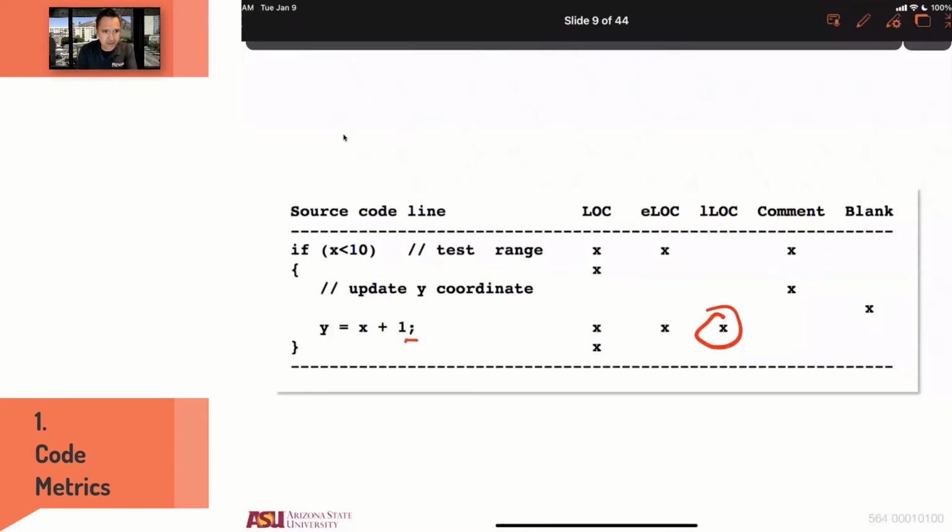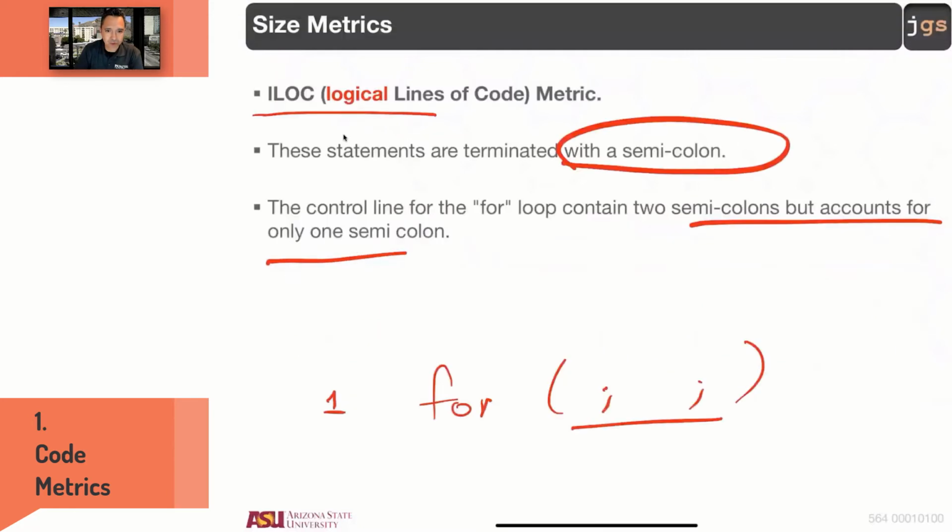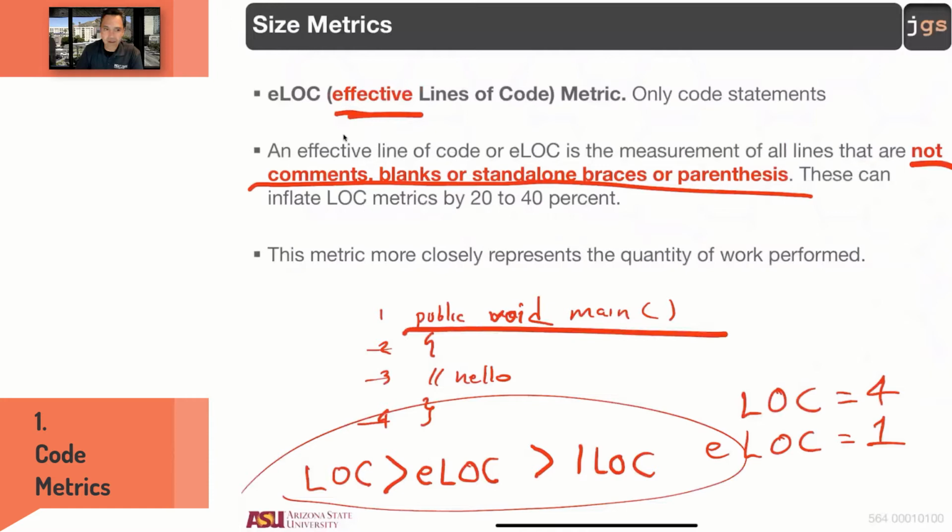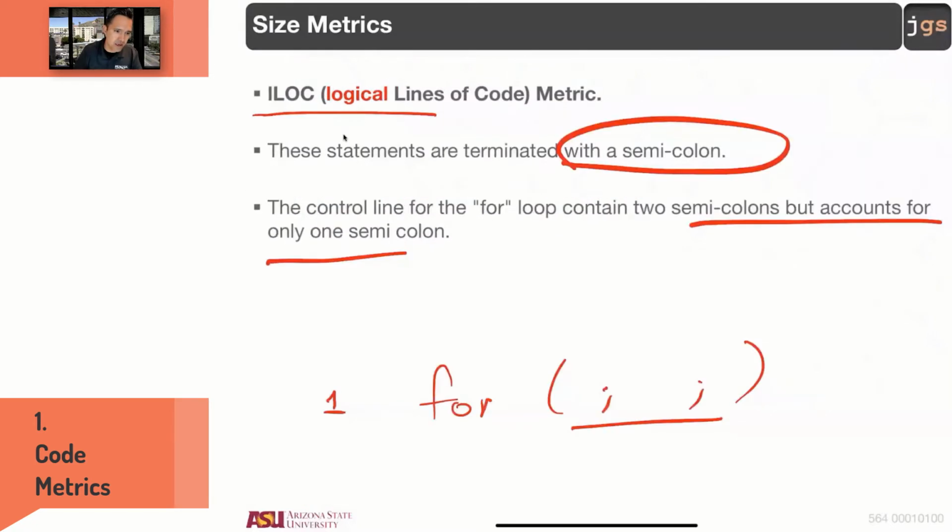For Java, C, C++, the semicolon is the one that we use to end instructions. So with the logic lines of code, we're counting how many instructions we have. Notice that for the logic, we are not counting the condition. We are not counting, in my example, the signature of the method, the bracket. We don't care. It's how many instructions we have: logic lines of code.